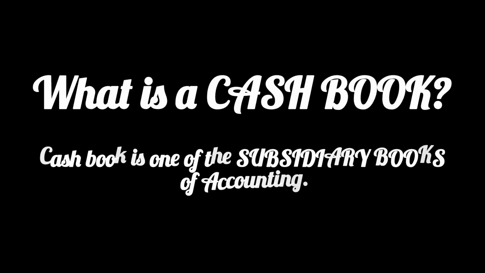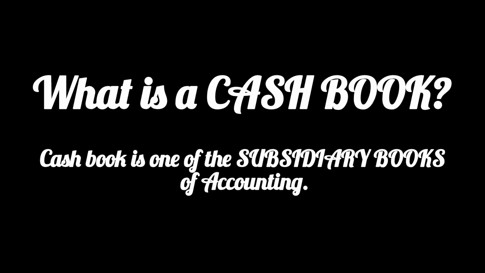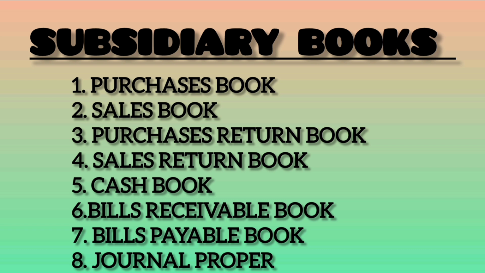Now let us understand what cash book is about. Well, cash book is one of the subsidiary books in business. We have 8 subsidiary books. Number 1 is purchase book. Number 2, sales book. Number 3, purchase return book. Number 4, sales return book. Number 5, cash book. Number 6, bills receivable book. Number 7, bills payable book. And last but not the least is journal proper. So, cash book is one of the subsidiary books in business, as I have mentioned already.